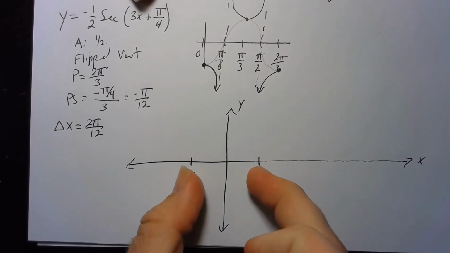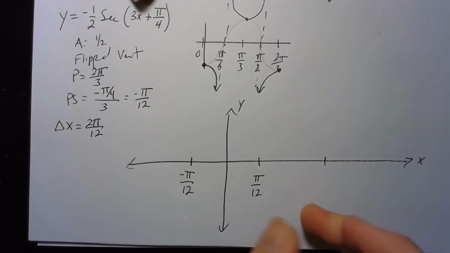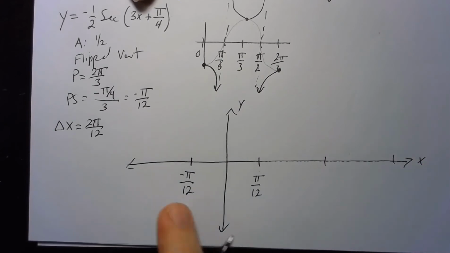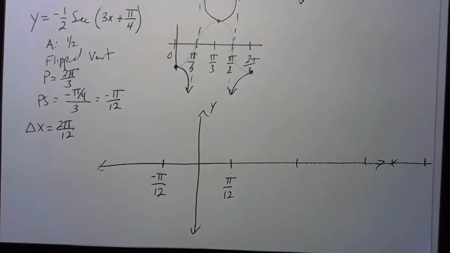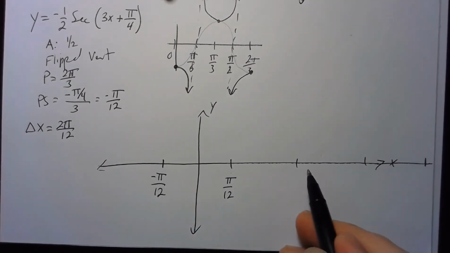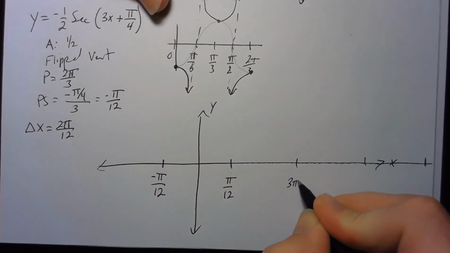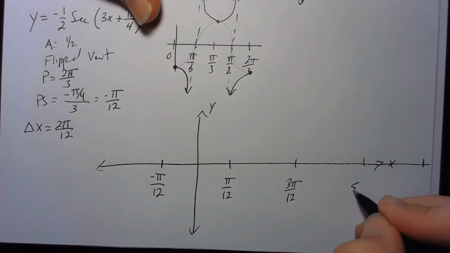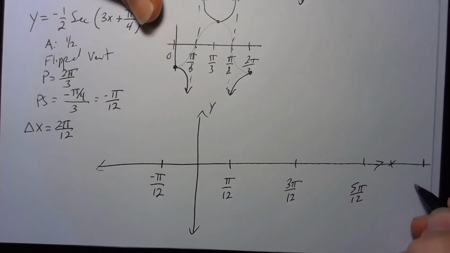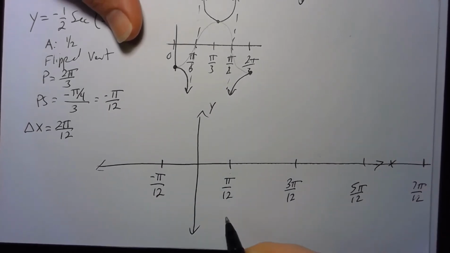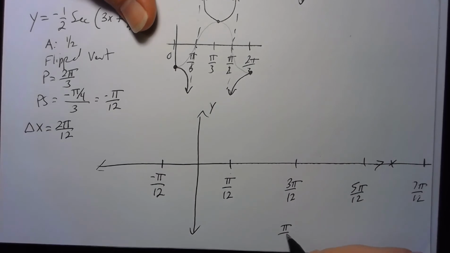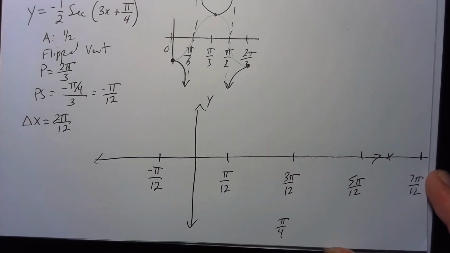I'm going to take that distance and shift it over, and I'm going to copy it. I'm going to take that distance, shift it over, and copy it. So that's 1, 2, 3, 4, and I need one more. There's my fifth dash. So there are the 5 locations that I need. 1, 2, 3, 4, 5. If I add 2 pi over 12 to each of these, this will be 3 pi over 12. This will be 5 pi over 12. And this will be 7 pi over 12. I can simplify this one here to be pi over 4, and we should do so if we can.